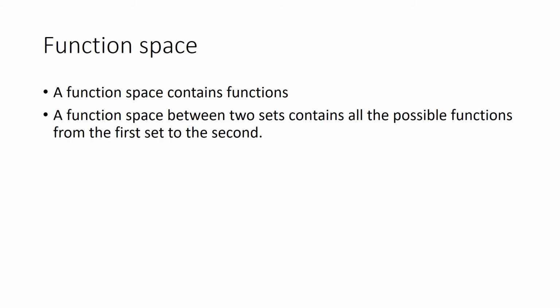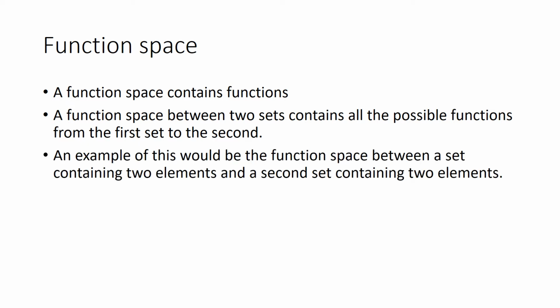So to get started, we're going to talk about function spaces. Function spaces basically are things that contain functions. A function space between two sets contains all the possible functions from the first set to the second. So an example of this would be the function space between a set containing two elements and a second set containing two elements. So if I draw an example of this, we have two elements in one set and two elements in a second set.